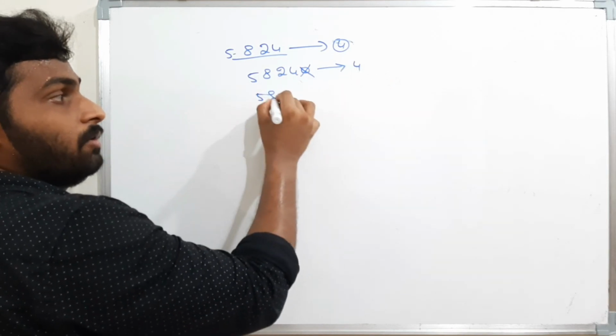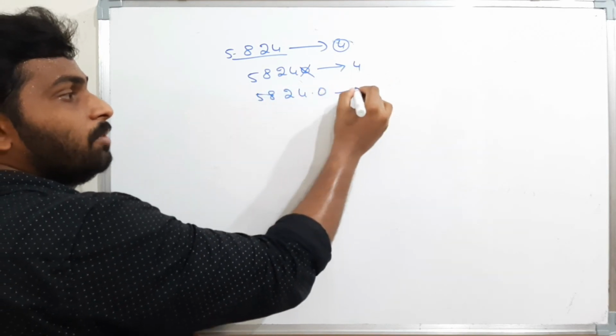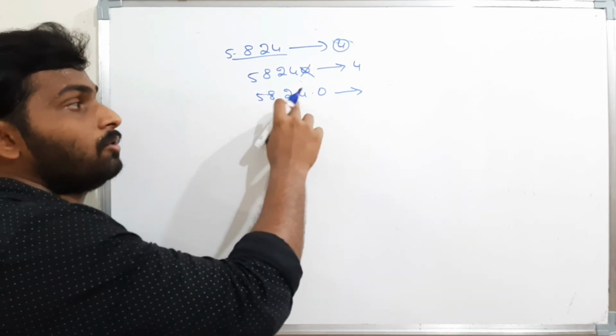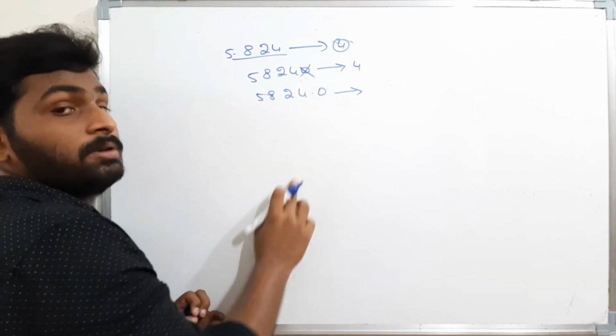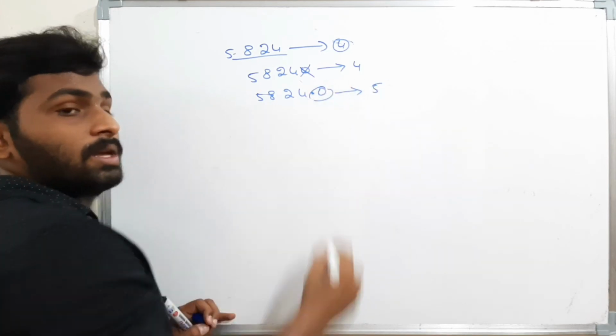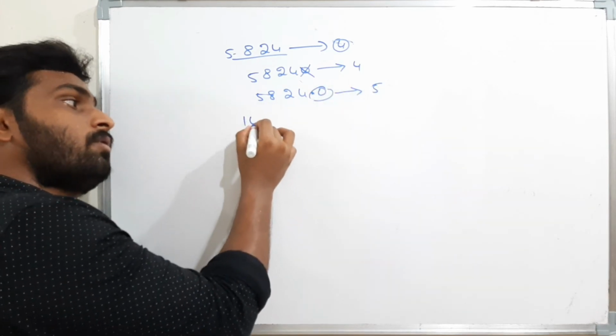4. Now 5, 8, 2, 4, 0.0. How many significant figures are there? The right side 0 with a decimal point is counted. Therefore, 5 significant figures.